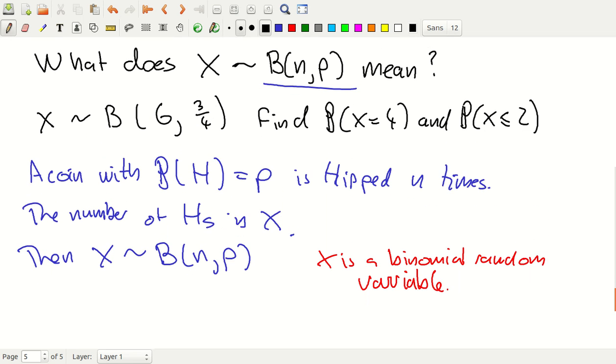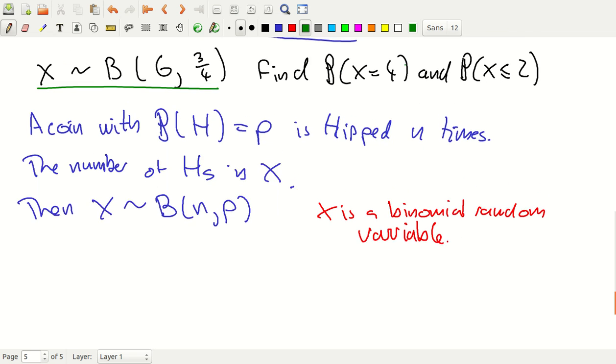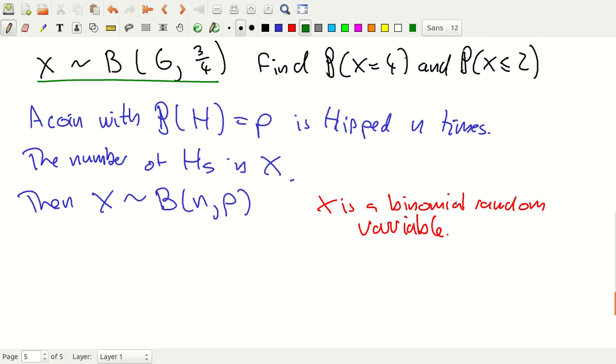We've got X is distributed binomially with 6 trials and a probability of success 3/4. So to understand this second part of the question, we should be thinking: a biased coin that comes up heads 3/4 of the time is tossed 6 times, and we're asking about the total number of heads in those 6 coin flips. So what is the probability? I'll just write it again. So X is binomially distributed, 6 trials, 3/4.